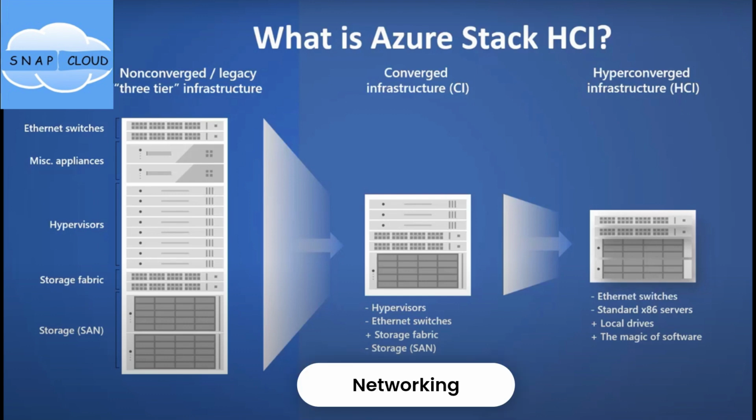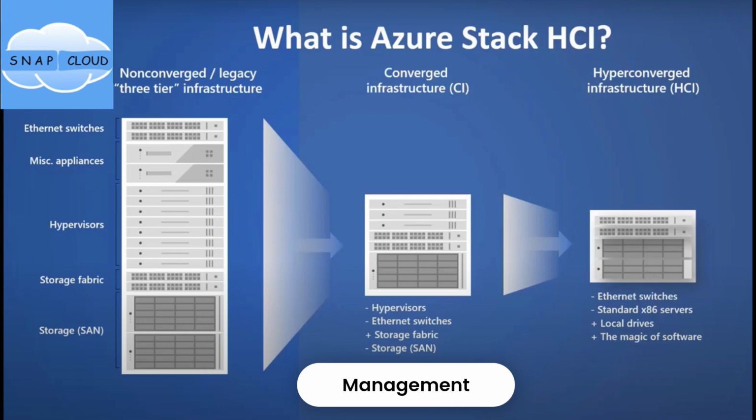Networking. Legacy requires separate networks for storage, compute, and sometimes even management. Converged improves that a bit with some network consolidation. But hyperconverged simplifies everything. One unified network fabric handles it all. Just standard Ethernet switches, and you're good to go.